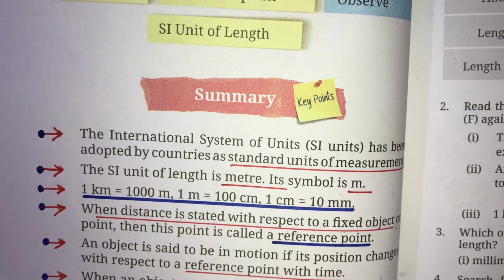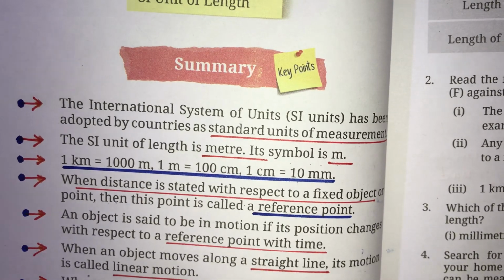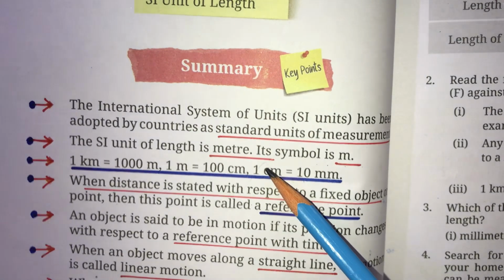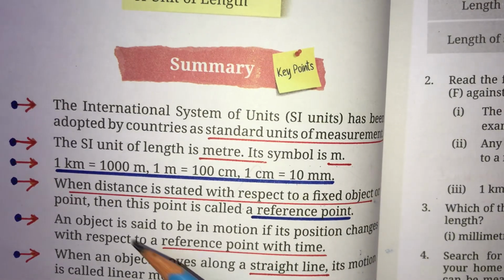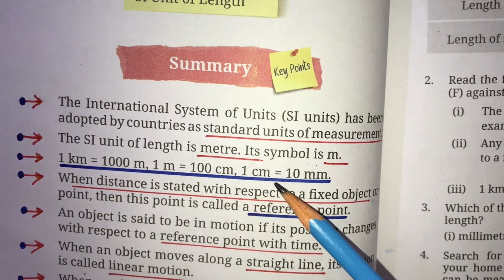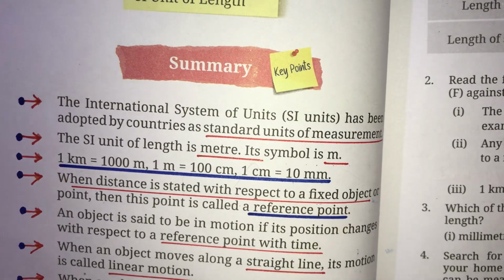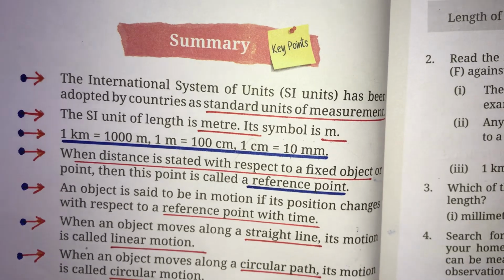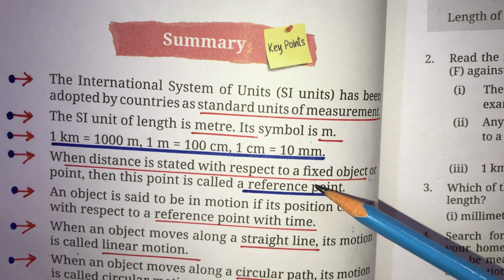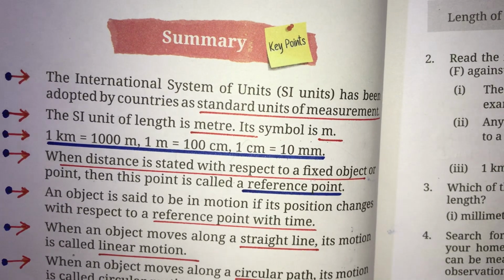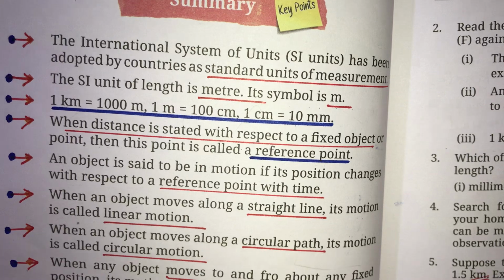Here are the summary points of this lesson. The International System of Units has been adopted by countries as the standard units of measurement. The SI unit of length is the meter, its symbol is m. 1 kilometer is equal to 1000 meters, 1 meter is equal to 100 centimeters, 1 centimeter is equal to 10 millimeters. What is a reference point? When a distance is stated with respect to a fixed object or a fixed point, that is called a reference point.